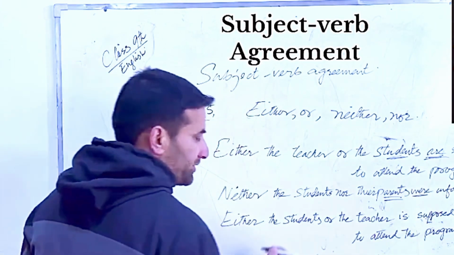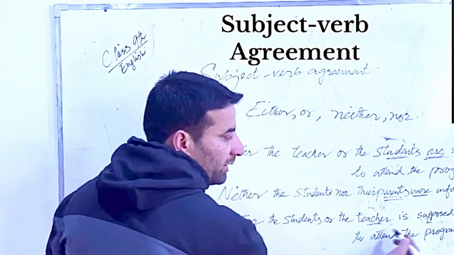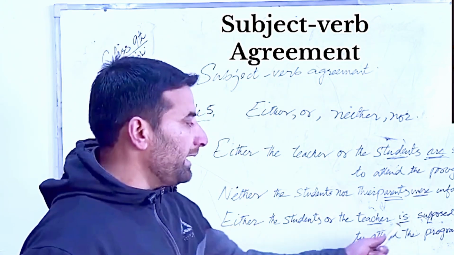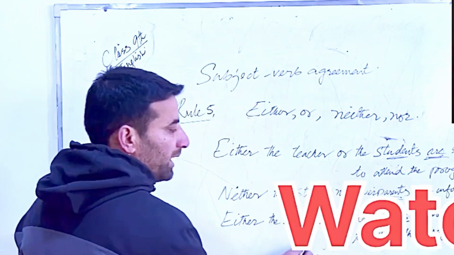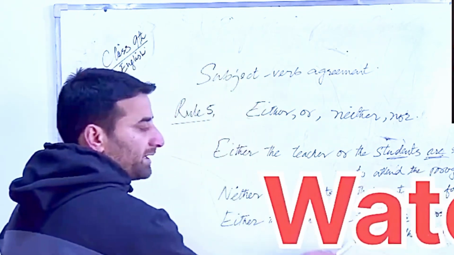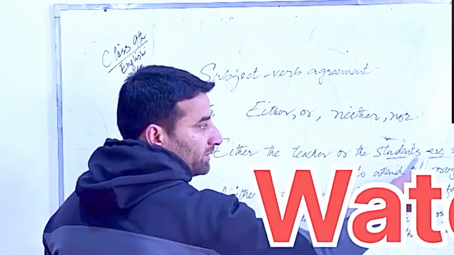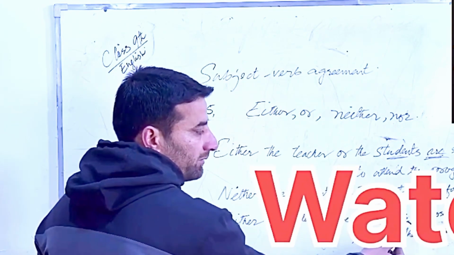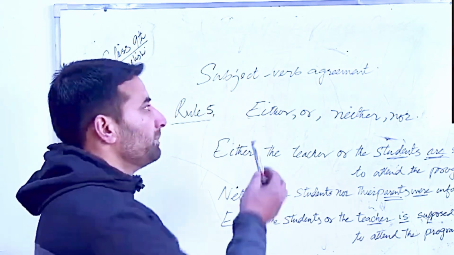But in this very sentence you will check out either the students or the teacher. Teacher is singular and the corresponding verb is singular, because teacher is third person singular and I have used the corresponding verb is with it. So the sentence is either the students or the teacher is supposed to attend the program. Both the sentences are correct. Here there is students and it is plural, and the corresponding verb is are. Here the teacher is singular and the corresponding verb or helping verb is singular. This is rule 5 of subject verb agreement.